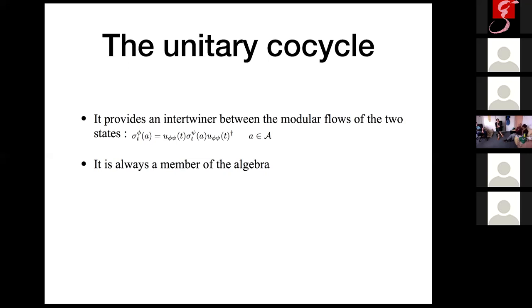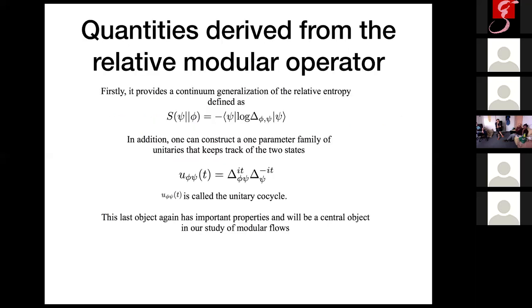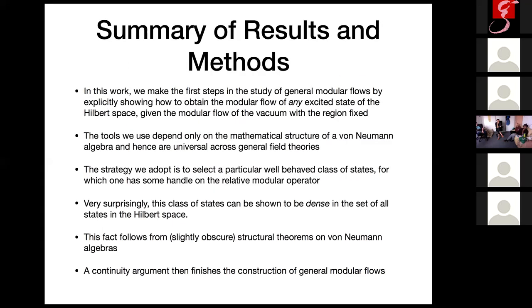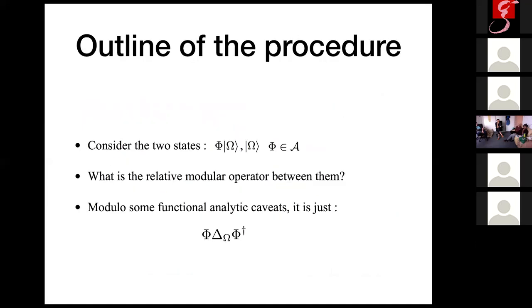That's the point. So these are the two important properties. Up till now, this was just a refresher or introduction of modular theory. Now I come to what we have done. Given omega, which is the vacuum, I want to construct the modular flow of an excited state. As a baby step, first let's consider these two states: the vacuum and some operator phi from the algebra acting on the vacuum.